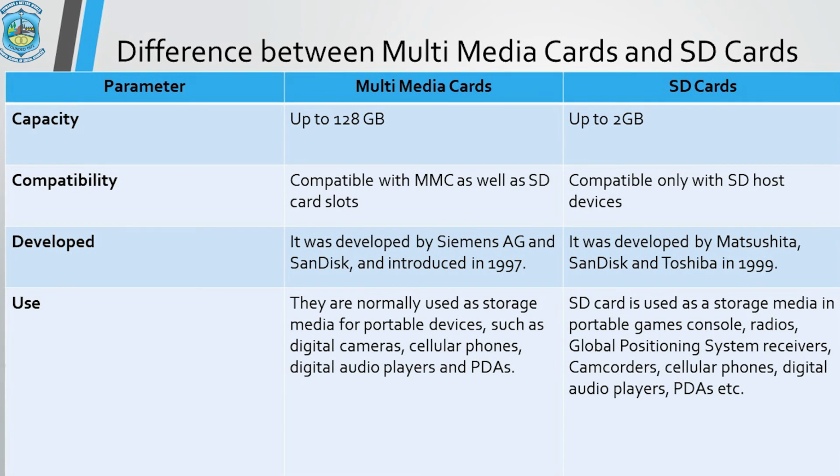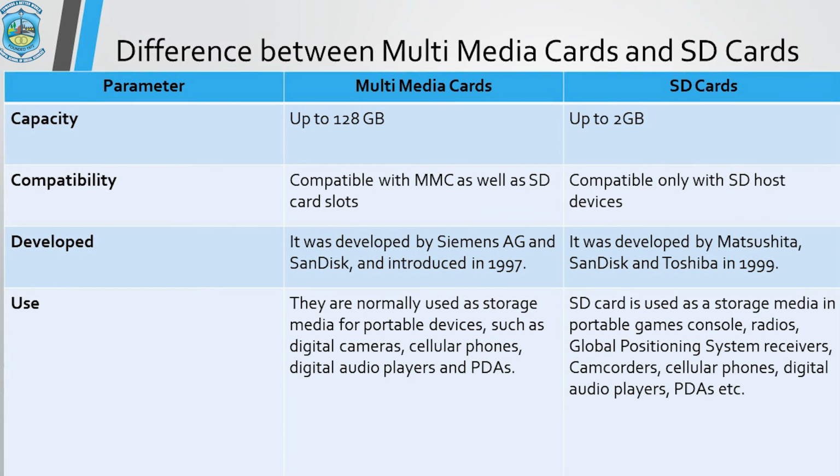The uses of MMC are in digital cameras, cellular phones, digital audio players and PDAs, whereas SD card is used as a storage media in portable game consoles, radios, global positioning system receivers, camcorders, cellular phones, digital audio players, PDAs, etc.